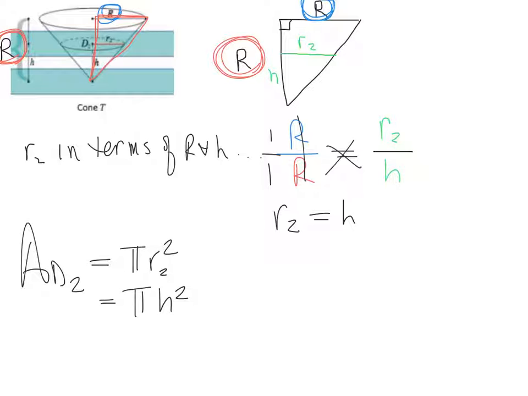So let's pause again and summarize what we know. We've shown that the area of the cross-sectional disk of the hemisphere, D1, equals pi big R squared minus pi h squared. And then we showed that the area of the cross-sectional disk of the cone is pi r2 squared, or pi h squared. Either one works. So let's do the last one.